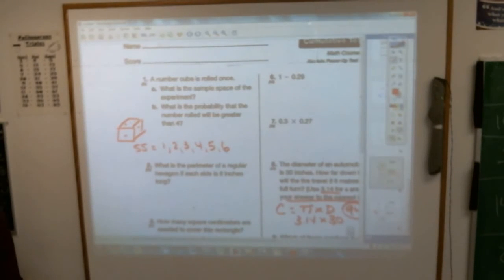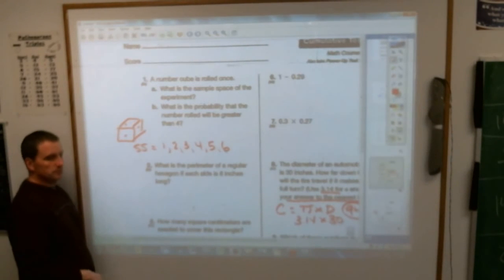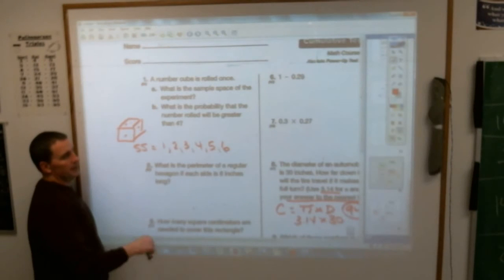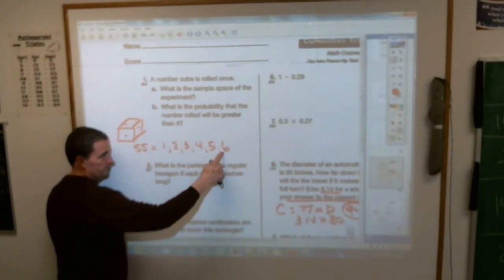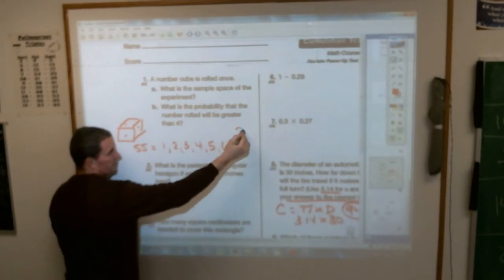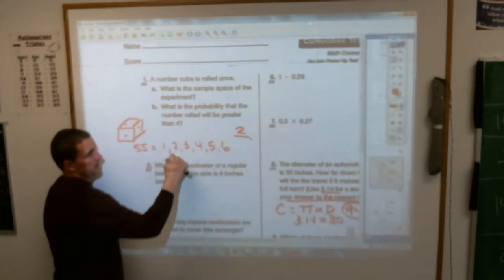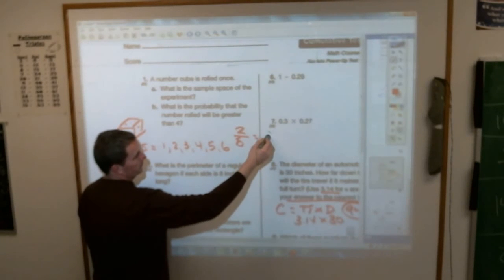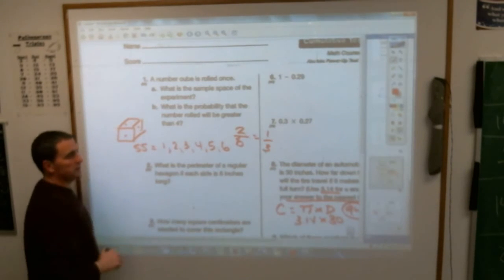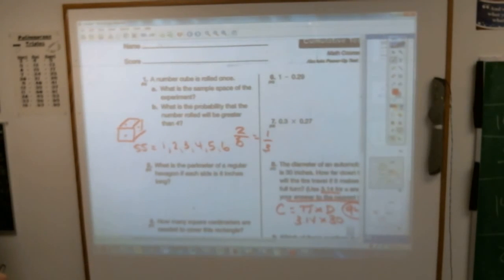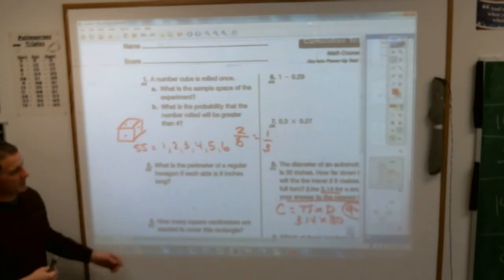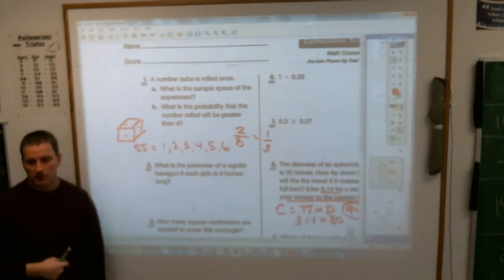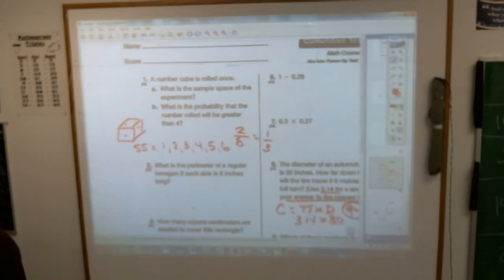What's the probability that the number will be greater than 4? Well, how many numbers are there greater than 4? 5 and 6. How many total numbers are there? 6. So if you reduce 2/6, you end up with a 1 in 3 chance that your number will be greater than 4. Don't count 4. They would say equal to or greater than. It says not greater than.